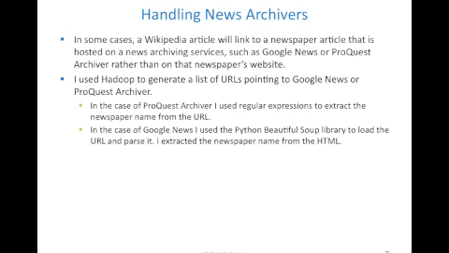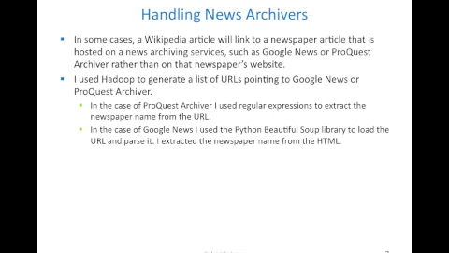So what I had to do was, in these two cases, these two archivers, Google News and ProQuest Archiver, I had to use Hadoop to generate a list of URLs of articles on those websites that are being cited, and then I had to go through and extract the newspaper name. In the case of ProQuest Archiver, the newspaper name is embedded in the URL, so I just used a regular expression to extract it, and I used a mapper and reducer to aggregate the results.